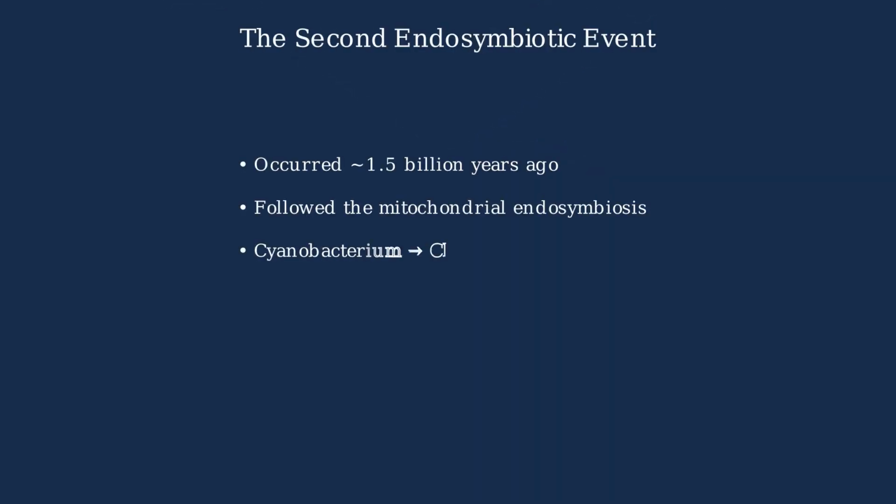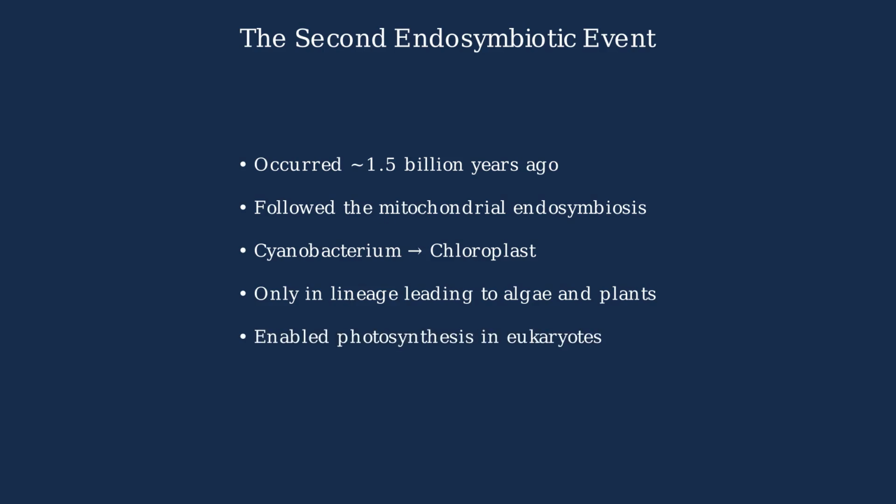To summarize, the second endosymbiotic event occurred about 1.5 billion years ago. It followed the first endosymbiotic event that created mitochondria and happened only in the lineage that would become photosynthetic. This symbiotic relationship transformed a cyanobacterium into the chloroplast, enabling plants and algae to harness the power of photosynthesis.